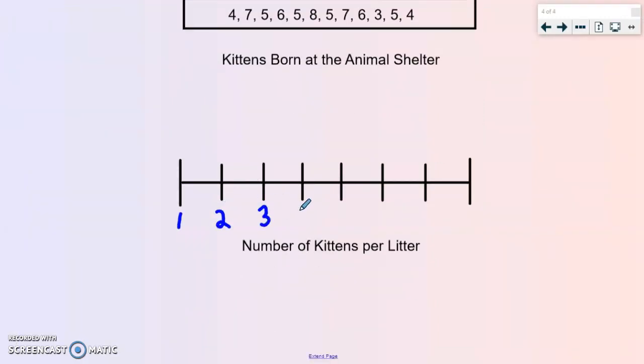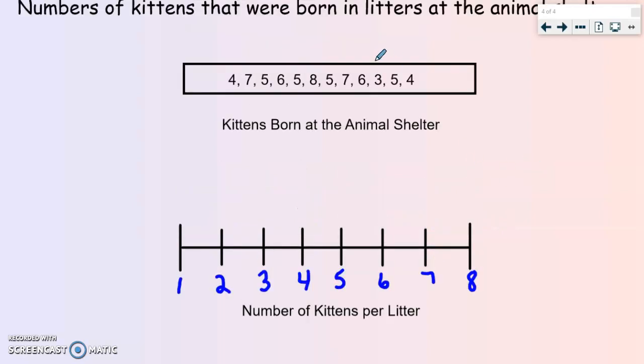And so what this represents is the number of kittens that were born in a litter. So you can have just a litter of 1 kitten. I've seen it happen before. Usually there's a few, there's usually several kittens born. So we're going to use this data up here and we're going to convert it into a line plot.